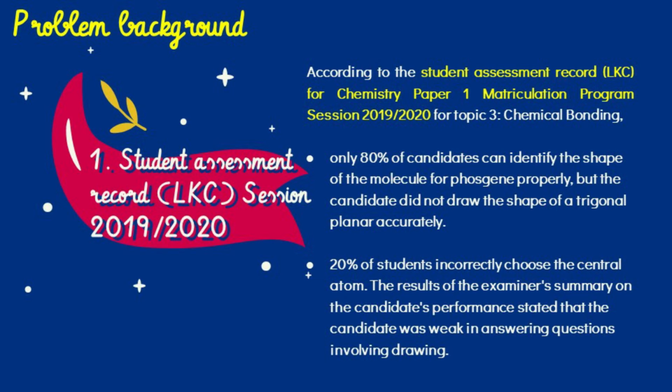According to the student assessment record written by the examiners for students' performance in paper 1 of 2019-2020, only 80% of the students were able to determine the correct molecular geometry of phosgene or carbonyl dichloride. However, they were not able to draw the trigonal planar molecular geometry of phosgene correctly. 20% of the students were not able to choose the correct central molecule for phosgene as well. Thus, examiners concluded that the majority of the students failed to draw the molecular geometry of the given molecule correctly.